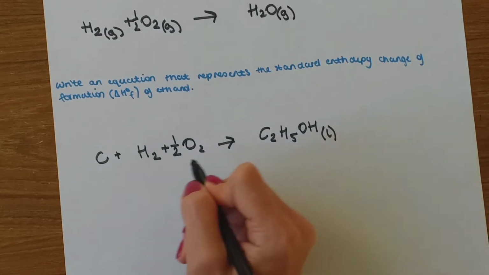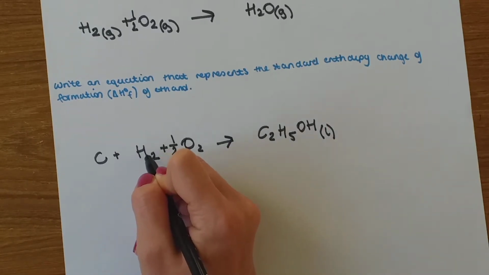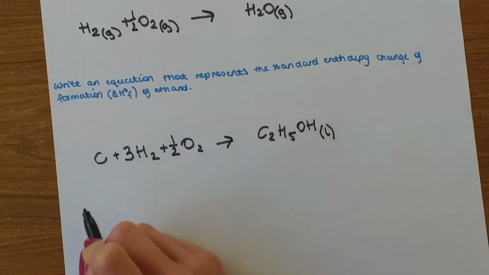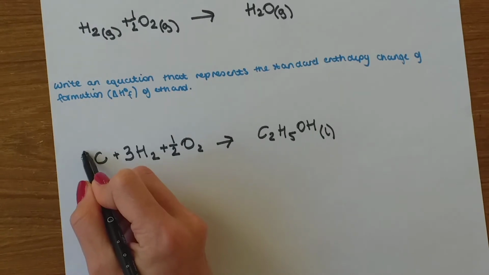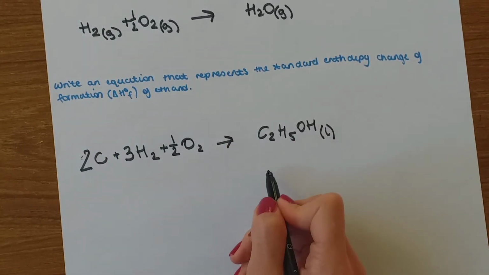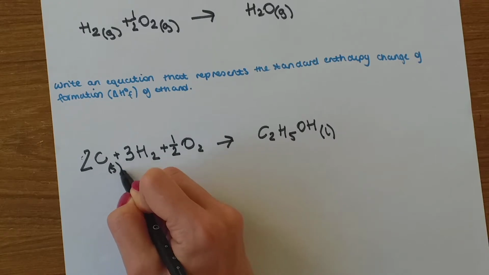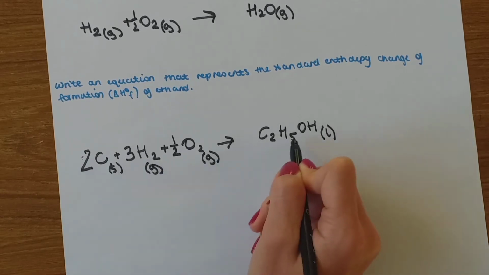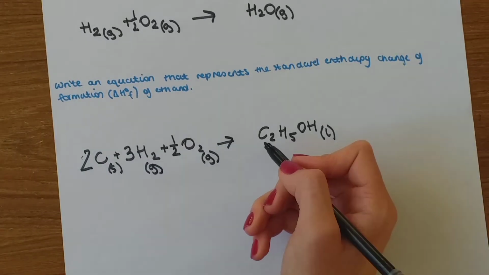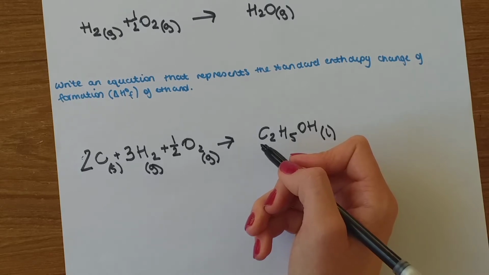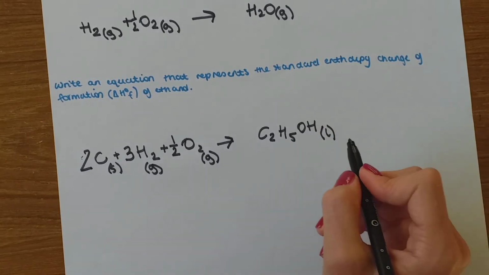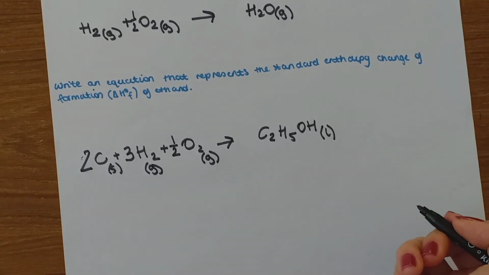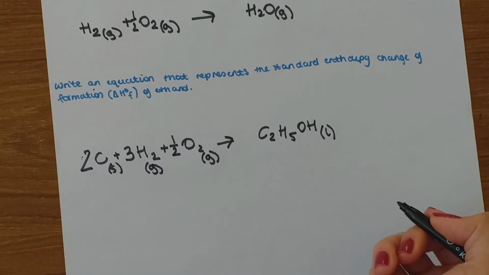You've got 6 hydrogens here, and you've got 2 there. So you've got to put 3 in front, and you've got 6. Now we've got 2 carbons on this side, so just put a big 2 on this side, and the equation is balanced. We've got to remember to put all the states in, because that's what the standard enthalpy change of formation is. It has to be all in standard states. So you've got to remember to put them down, because you might lose marks by not putting them down.